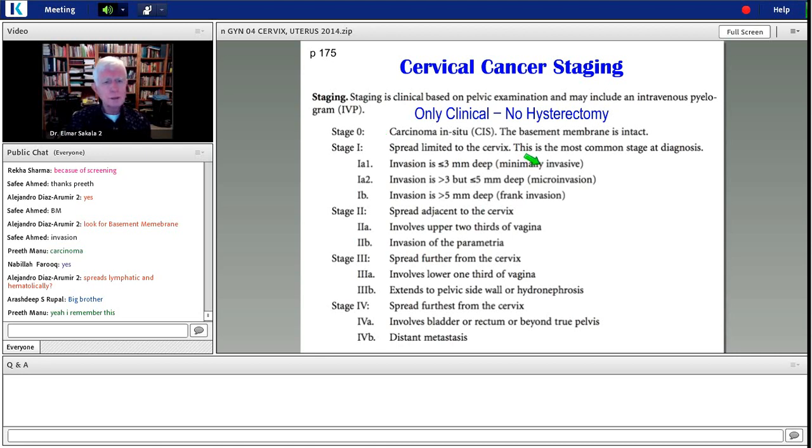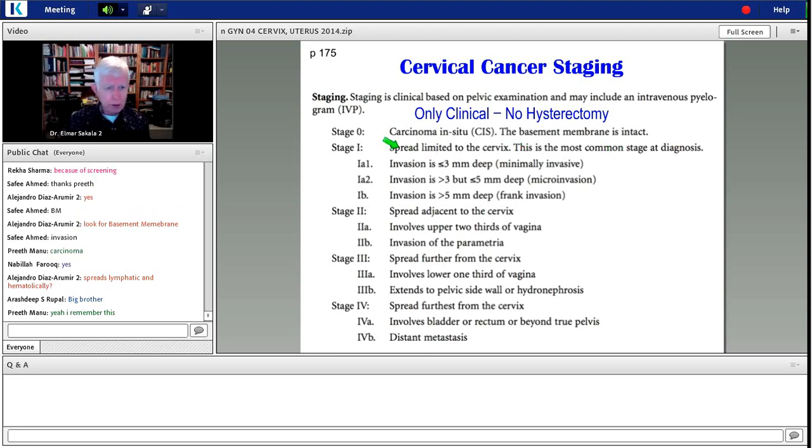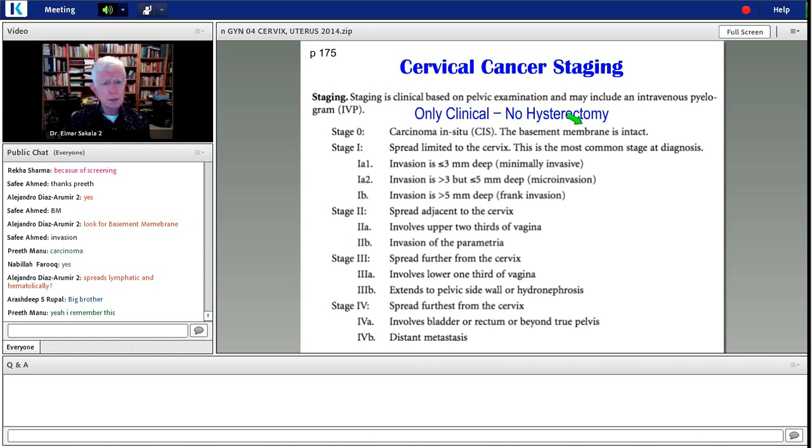And what do you do? Do you put this in your brain? Do you try to remember it? If you got room, I would do it. But I would ask you, what's the most common stage? The most common stage of diagnosis is stage 1. So we will look a little bit more at stage 1. This is only clinical staging. There is no hysterectomy. To do endometrial cancer staging, we need to take out the uterus. But with cervical, it is only clinical.